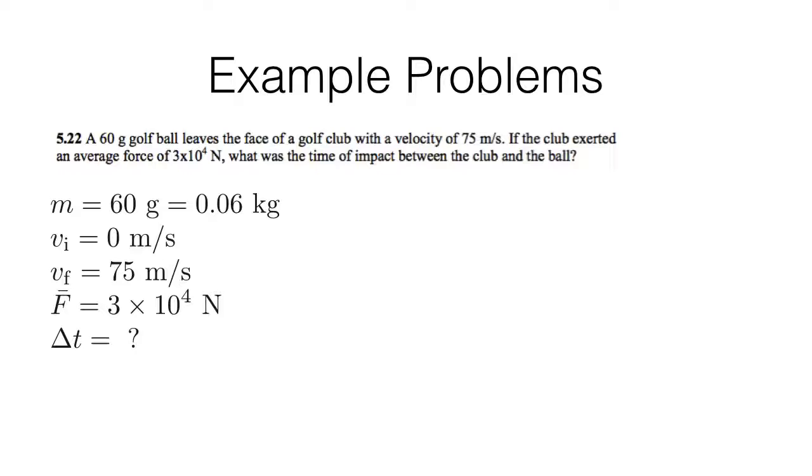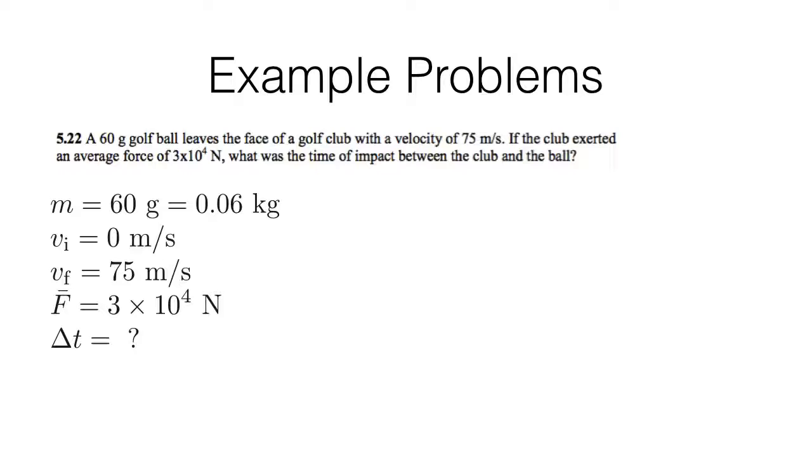So those given values were mass of 60 grams, which is the same as 0.06 kilograms. The initial velocity wasn't stated, but we know from experience that a golf ball being hit by a golf club starts at rest on the tee or on the ground. And so the initial velocity is 0 meters per second. The final is given as 75 meters per second.